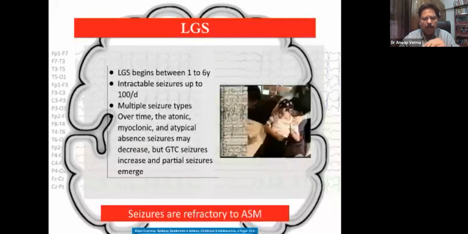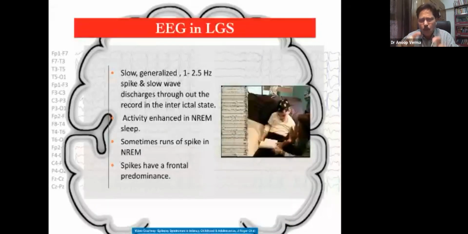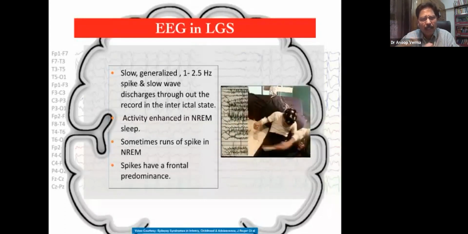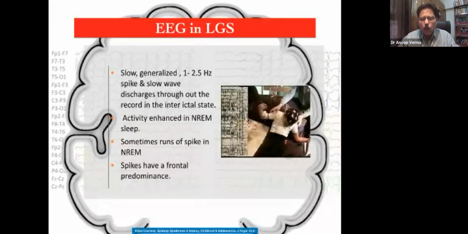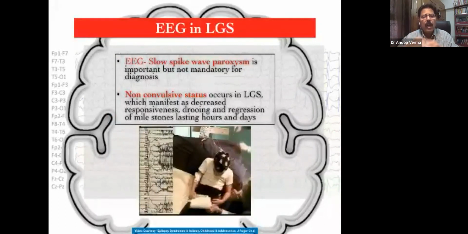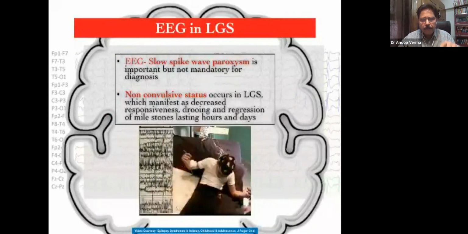And these are the patients who are refractory to anti-seizure medication, and the EEG shows slow, generalized spike and wave, with background abnormalities, and activity enhanced during the NREM phase of sleep. Spikes usually have a frontal predominance, and we can also have a slow spike wave paroxysmal pattern, which is important for the diagnosis, and non-convulsive status is also seen in LGS.